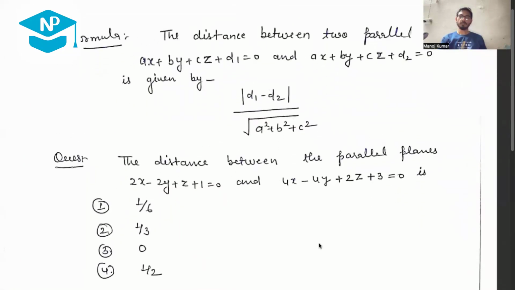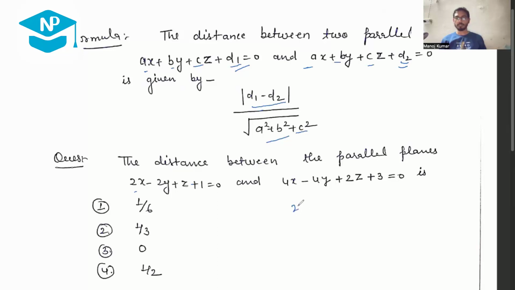Okay, so this question is from geometry. Here we will use the formula for the distance between two parallel planes. We can see that in the equations of the planes, A, B, C in both are the same. The different things are D1 and D2. The formula is the difference between D1 and D2, divided by the square root of a square plus b square plus c square. But here this is not according to our formula. Here 2, here 4. So we will divide this equation by 2.